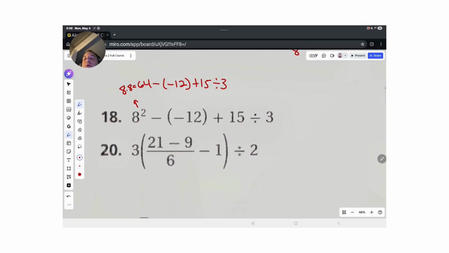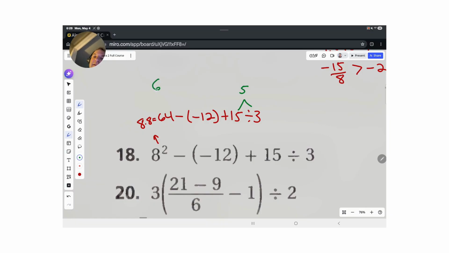Now we're ready to go in order here. What do we have? We have subtraction, addition, and division. So let's go ahead and divide, because in PEMDAS, the M and the D come first, multiplication and division, right? Parentheses, exponents, multiplication, division, addition, and subtraction. Now addition and subtraction also will be done at the same time from left to right. But division comes first. So 15 divided by 3 is 5. Let's bring everything up. 64 minus negative 12 plus 5 now.